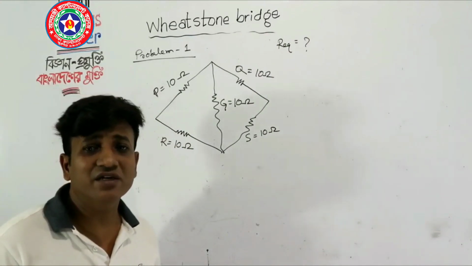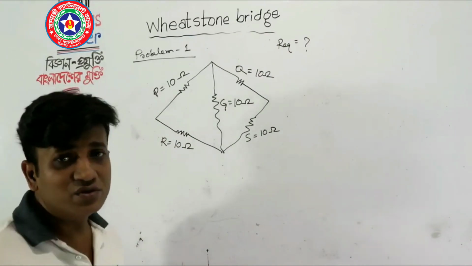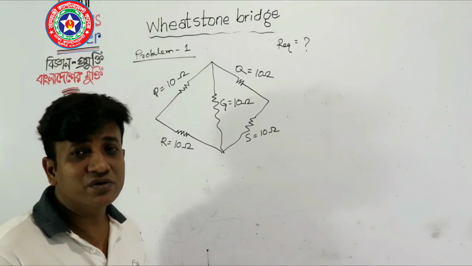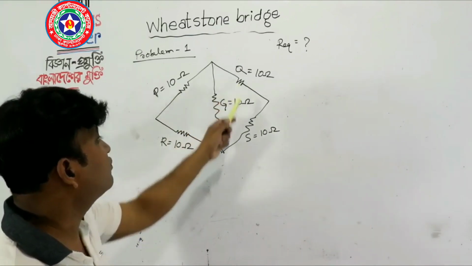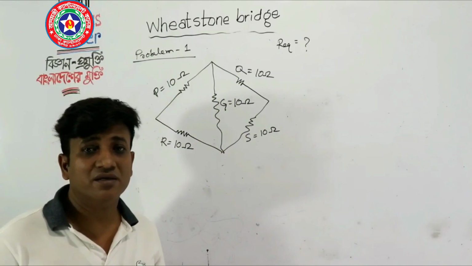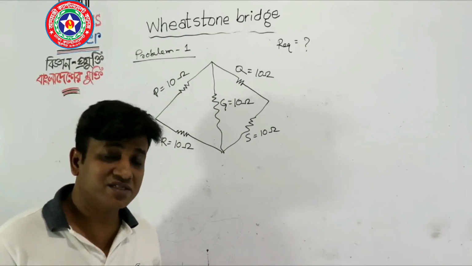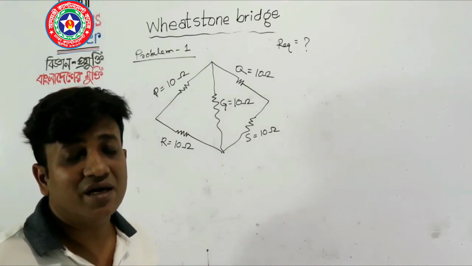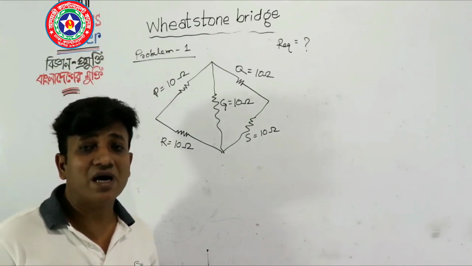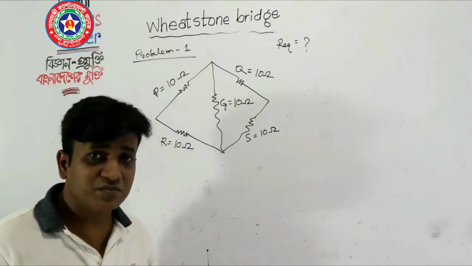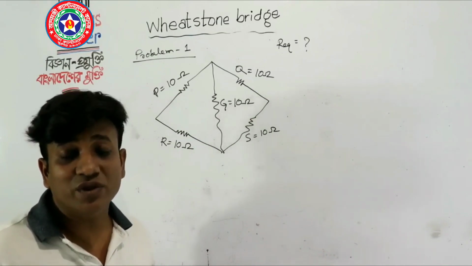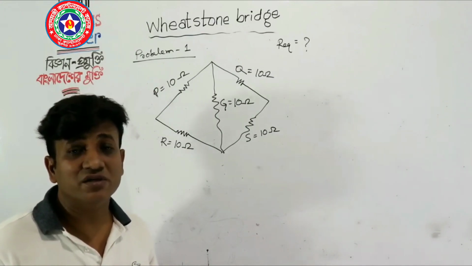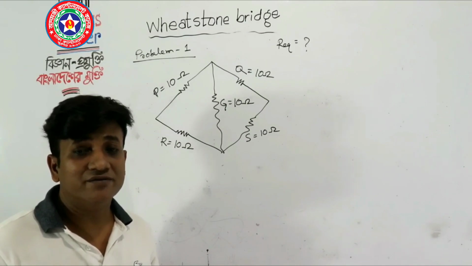We can calculate the equivalent resistance of this circuit by using the Wheatstone bridge, because its configuration looks like a Wheatstone bridge. Okay, and there are 1, 2, 3, 4, 5 resistances. If you get any circuit which consists of 5 or 6 resistances, then you have to consider that this problem is related to the Wheatstone bridge. Okay, you can use the Wheatstone bridge balance condition to solve the problem of that circuit.